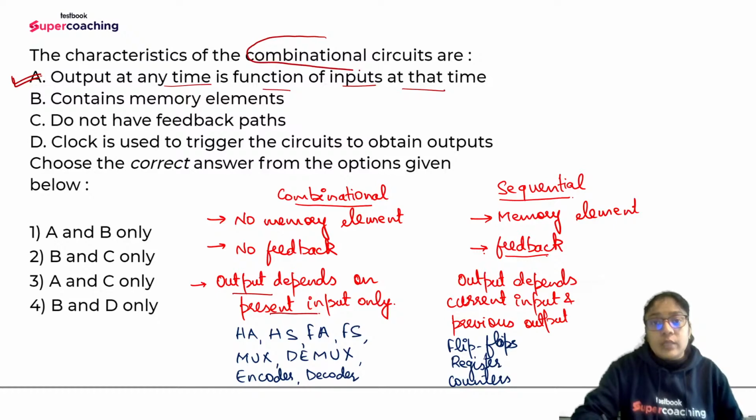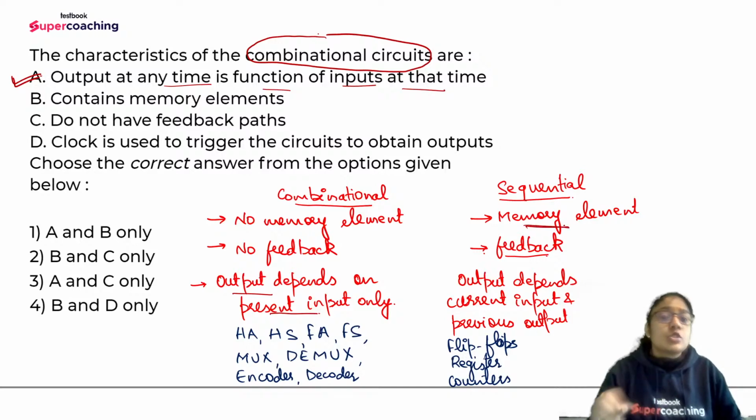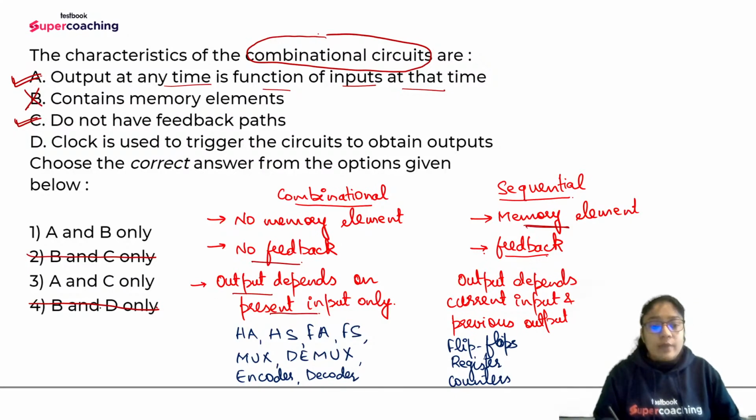We are looking for the characteristics for the combinational circuits. It contains the memory elements. It does not contain the memory element. Memory element is a part of the sequential circuits. It's not present in the combinational circuit. So B is incorrect. It does not have feedback paths. Definitely there is no feedback path in the combinational circuit. So C is also correct. So anyhow, on the basis of this, all the other options are eliminated. 2 और 4 पहले ही eliminate हो गए थे. So 2 and 4 cannot be the answer.